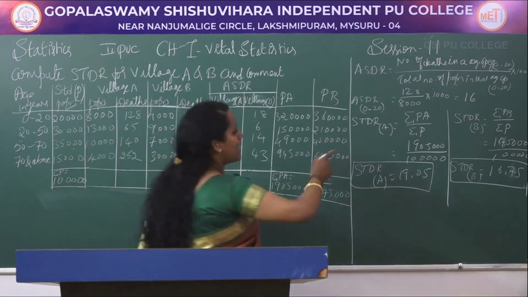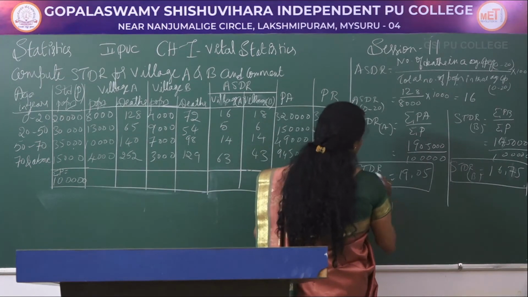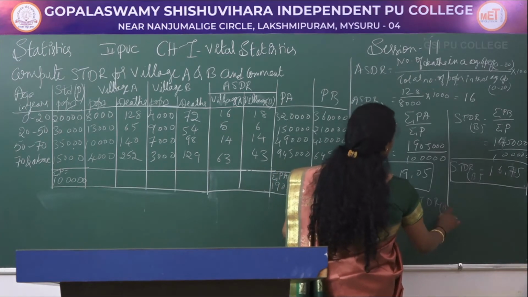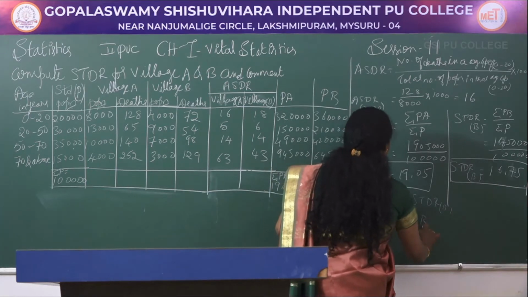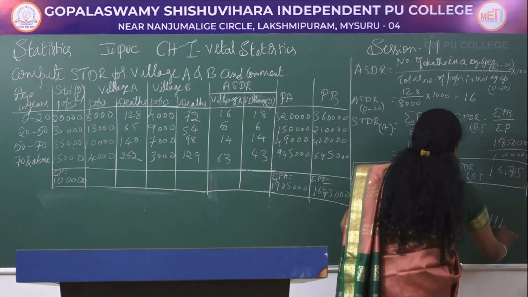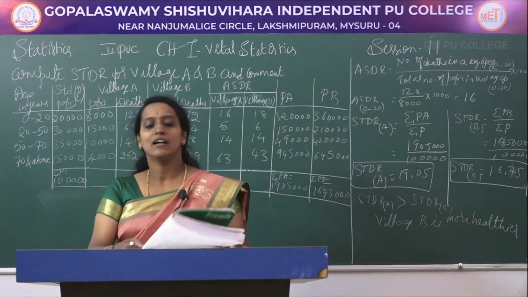That village we call it as more healthier. By comparing these two, STDR of village A is greater than STDR of village B. Therefore, village B is more healthier. This is our comment part.